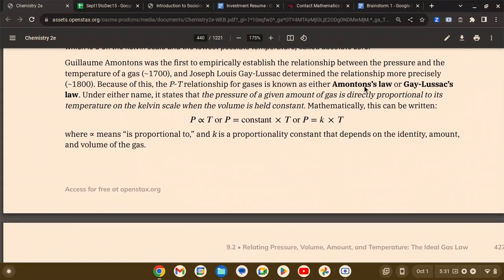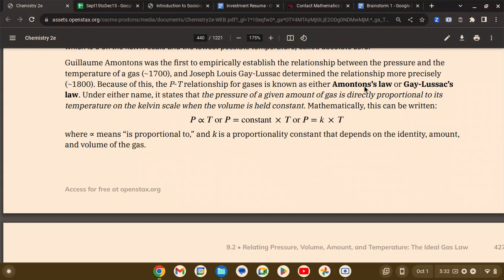Guillaume Amontons was the first to empirically establish the relationship between the pressure and the temperature of a gas, and Joseph Louis Gay-Lussac determined the relationship more precisely. Because of this, the P-T relationship for gases is known as either Amontons' law or Gay-Lussac's law. Under either name, it states that the pressure of a given amount of gas is directly proportional to its temperature on the Kelvin scale when the volume is held constant.